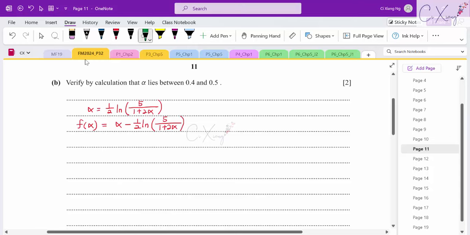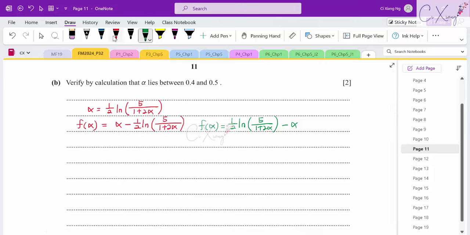Of course, if you want to move the alpha to the other side, that also can, where you're having your f alpha equals to ln 5 over 1 plus 2 alpha, minus alpha. Also can. So there are two options. No matter which direction you are moving your equation, the final answer will not contradict with each other. So they should be the same.